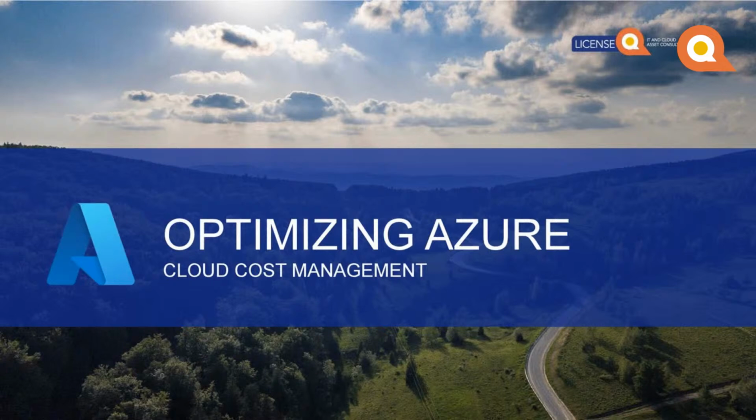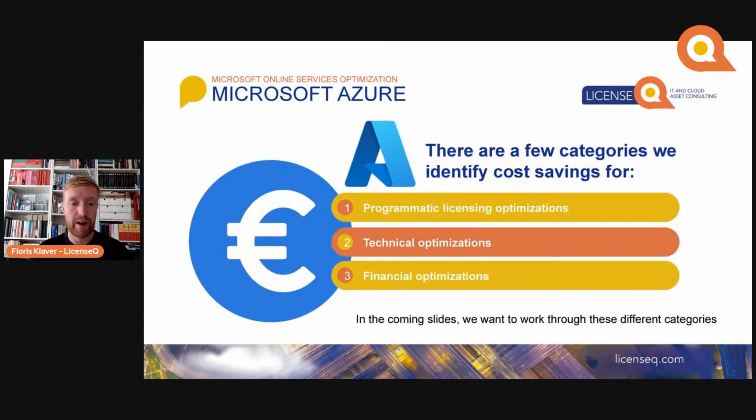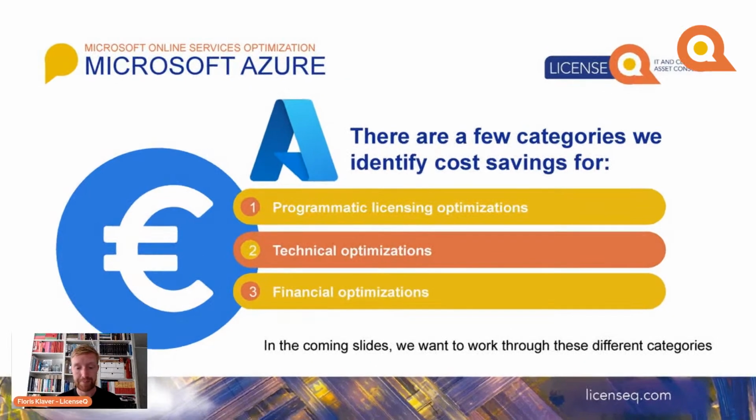So first, alphabetically, we want to start with Azure and how you can best look at cloud cost management, or how you can optimize your Azure environment. And we've highlighted a couple of categories. So there are some different categories there where we identify cost savings: programmatic licensing optimizations, technical optimizations, and financial optimizations. In the coming slides, we will go through this one by one.